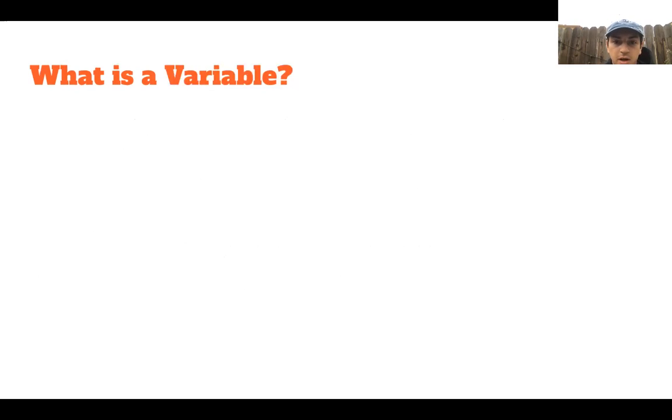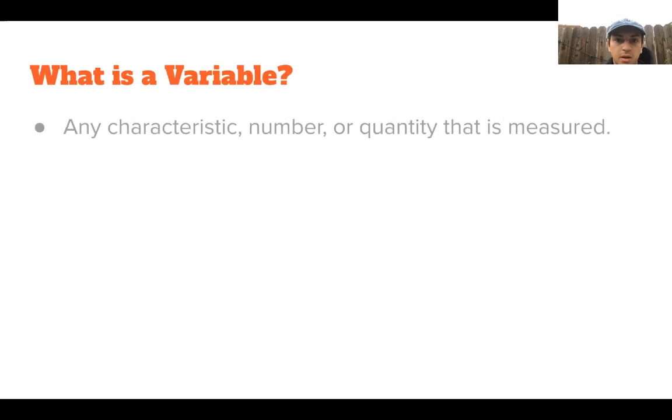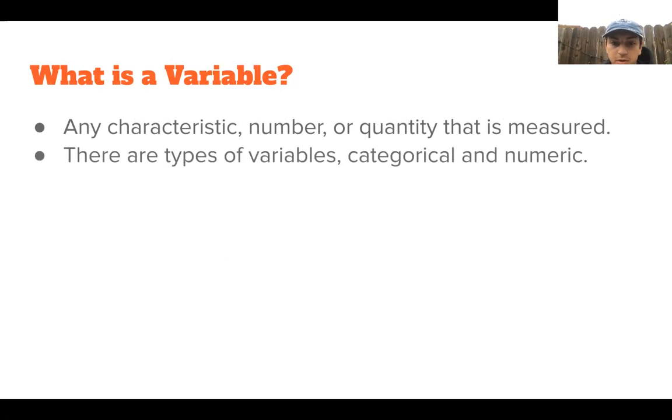Okay, so after identifying your observational units, you must correctly identify your variables. A variable is going to be any characteristic, number, or quantity being measured in your data. Every variable is going to be a categorical variable or a numerical variable. A categorical variable being a physical attribute or characteristic like a color, and a numerical variable being a quantitative characteristic like an age.